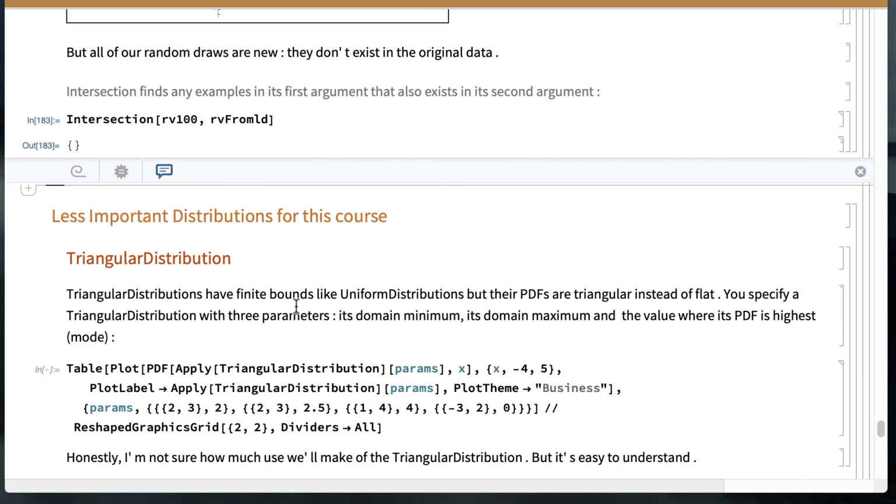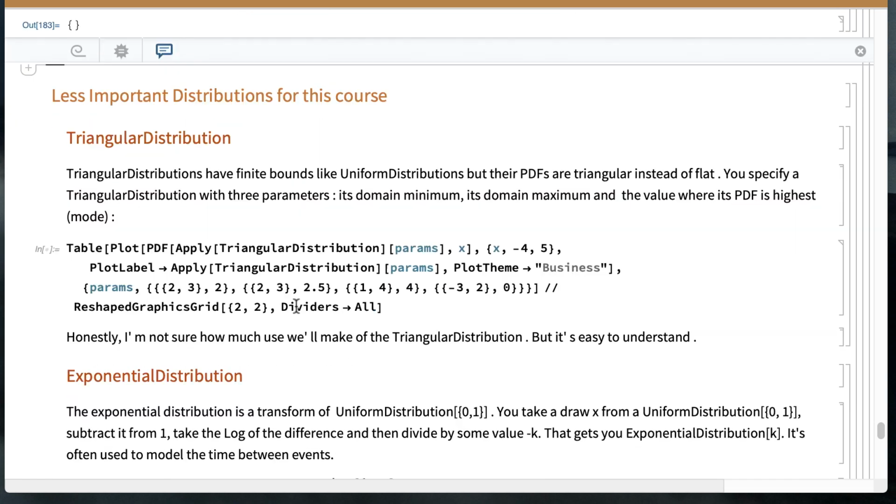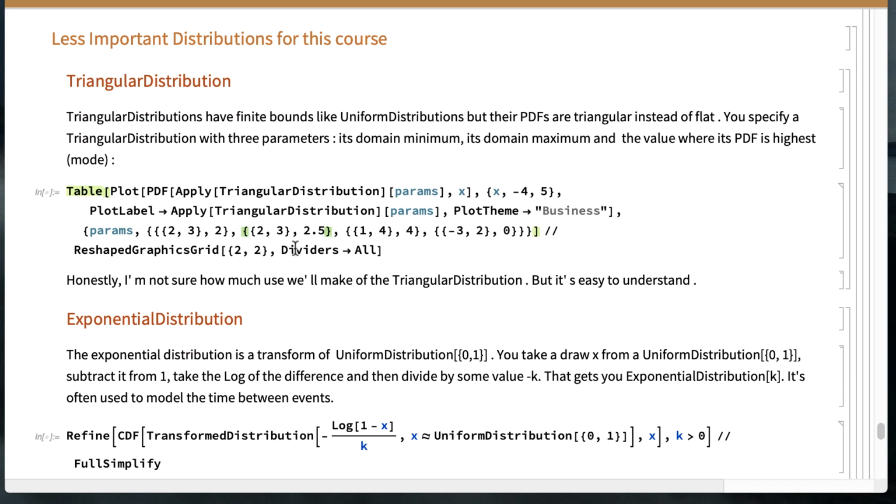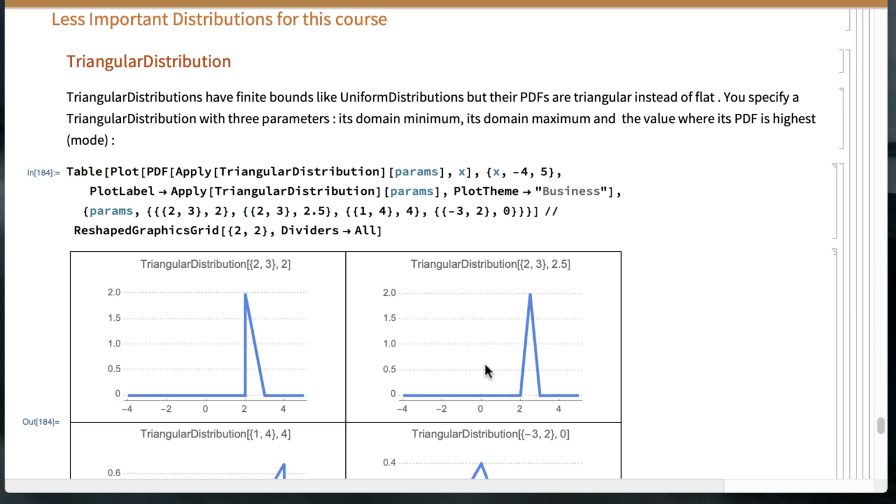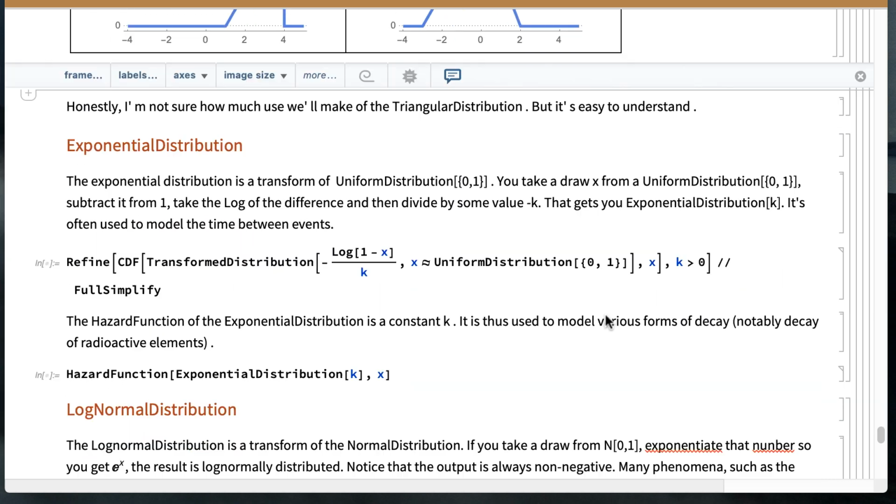Okay. Other distributions we might at some point see: a triangular distribution. A triangular distribution is sort of a species of a uniform distribution, but has a triangular PDF where you set forth what's the minimum, what's the maximum, and at what value in between the minimum and the maximum of the domain the probability is maximized.